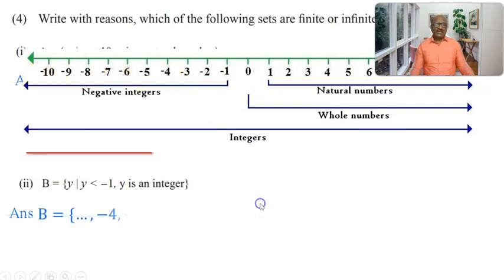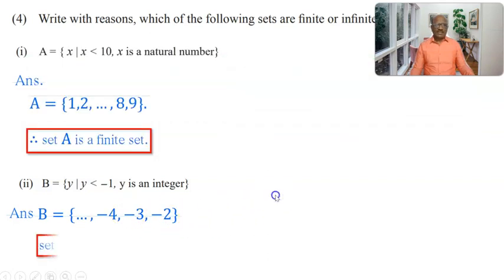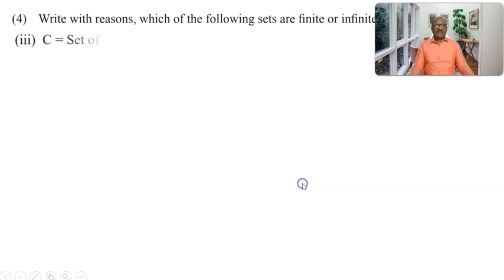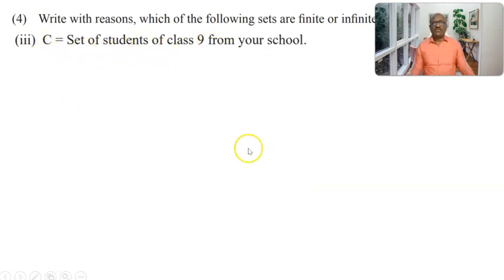And again this is the infinite set. B is an infinite set. Next example, C is equal to the set of students of class 9 from your school.